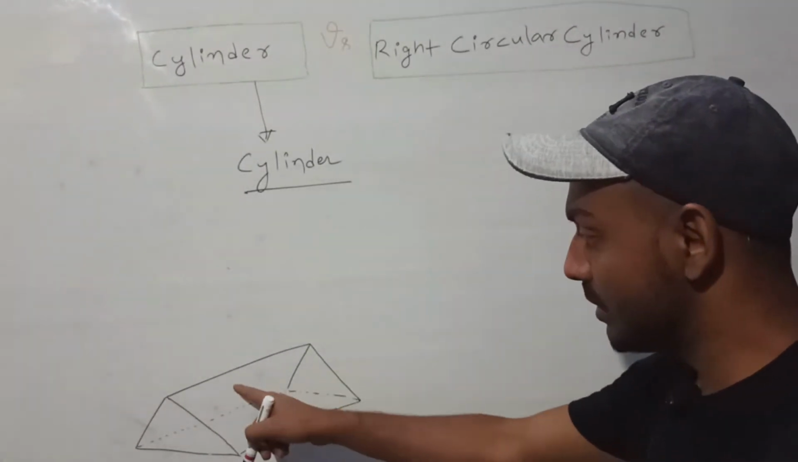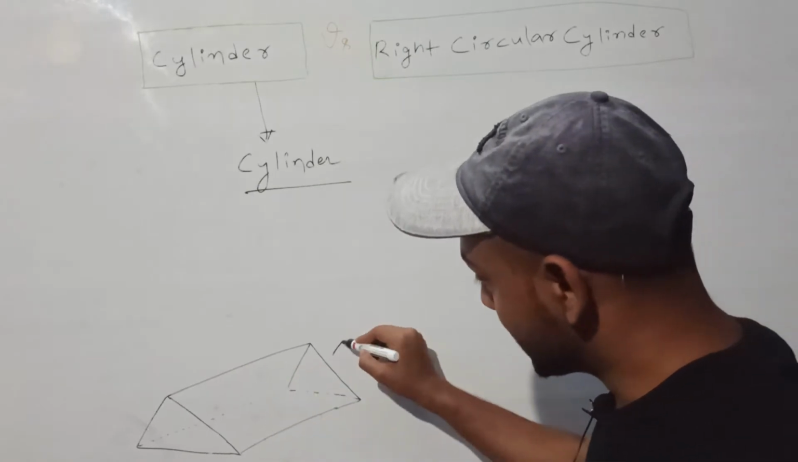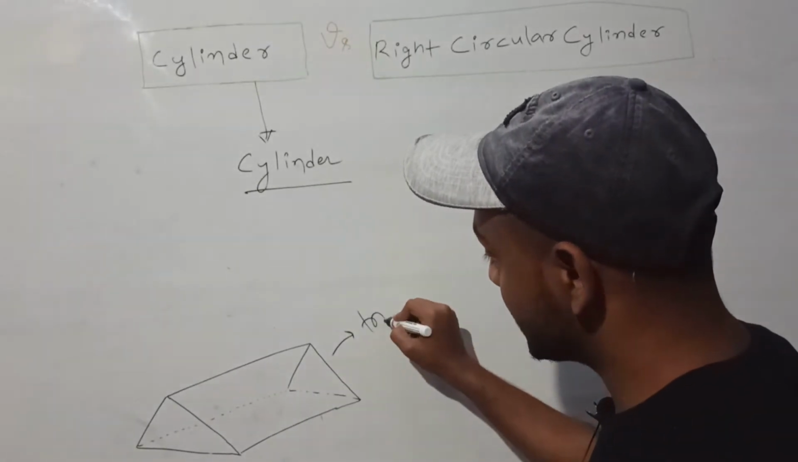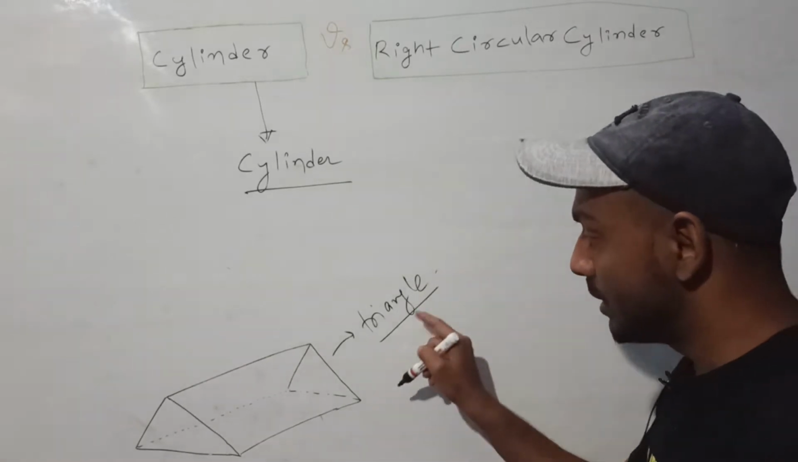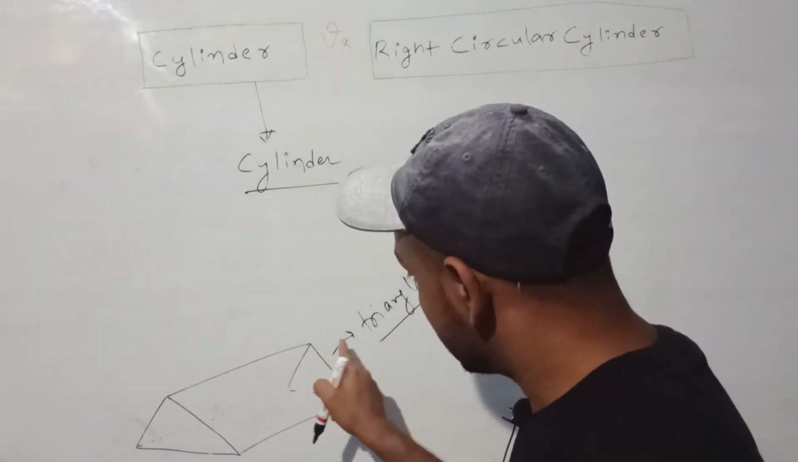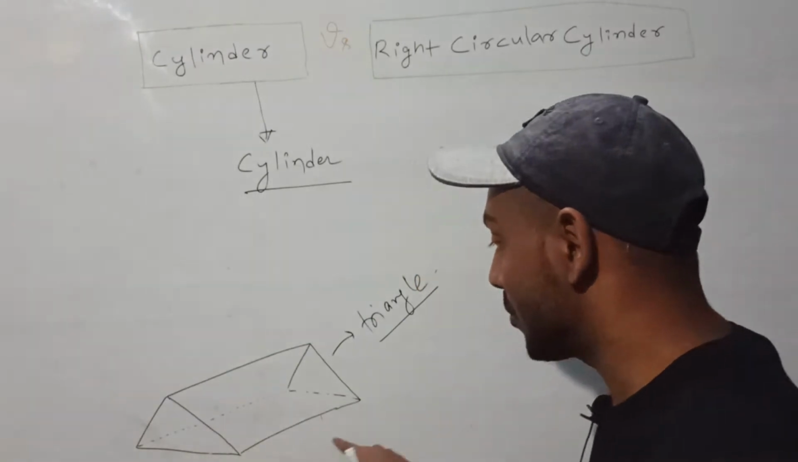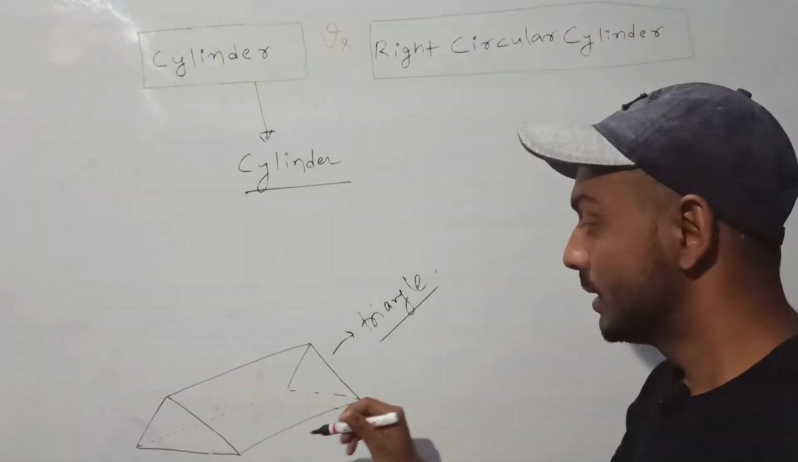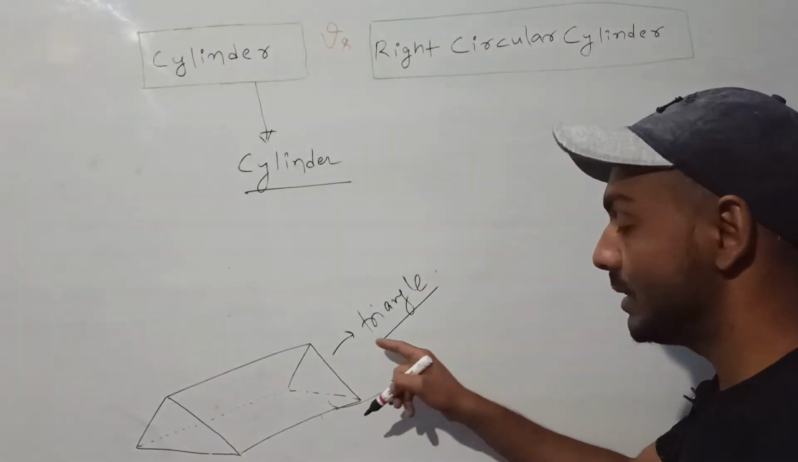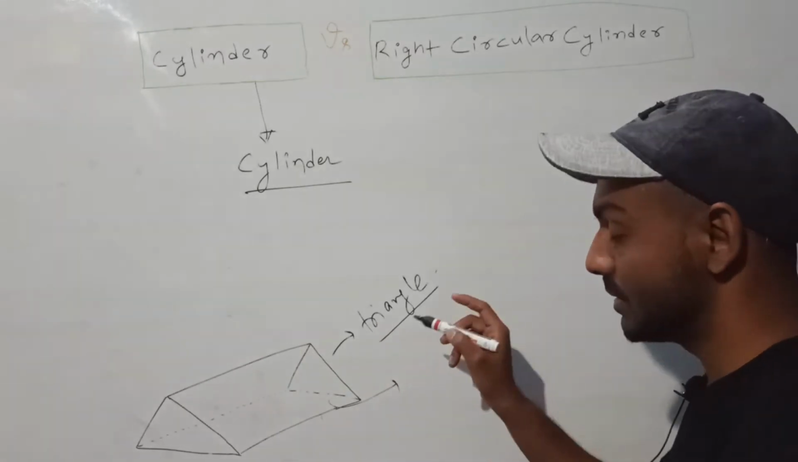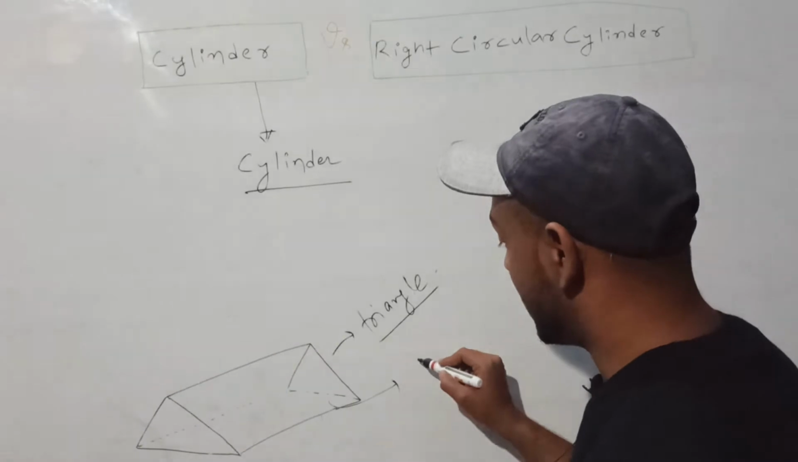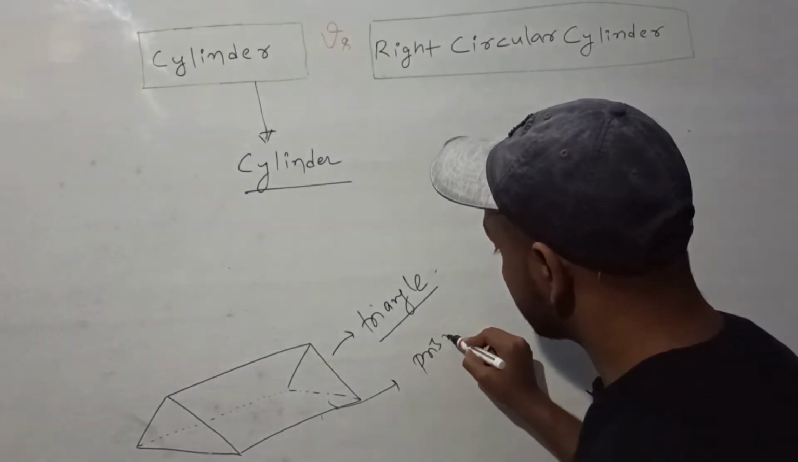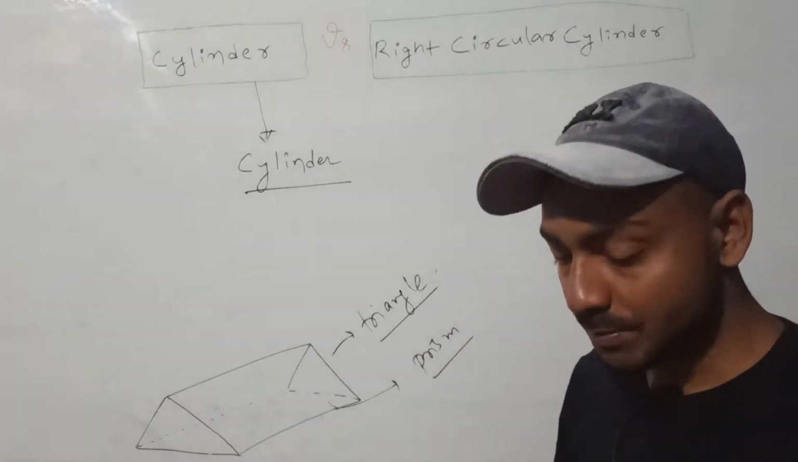Okay, and if we see this solid, what is its cross section? A triangle. If this solid has a uniform cross section throughout its length, then this solid is also a cylinder, and this cylinder has a particular name. We call it a prism.